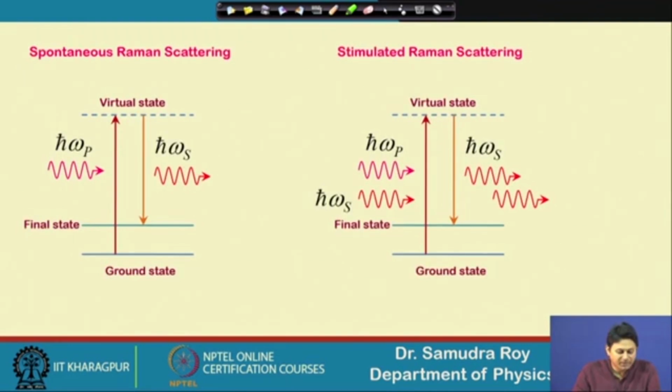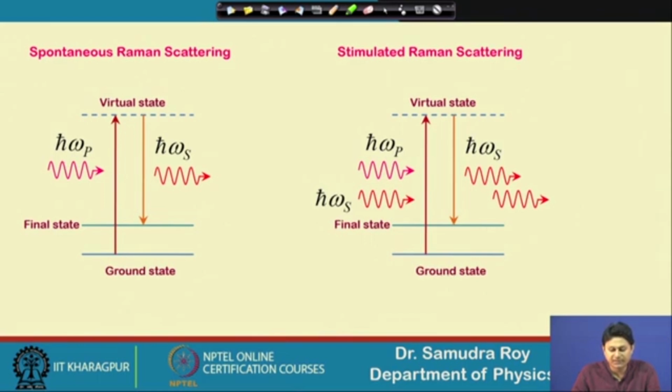In the spontaneous process, the molecule is excited by some external photon having an energy h cross omega p, and then goes to some higher energy state, and as a result we get a photon emitted from the medium having a frequency less than that of the launched frequency. So, this is the Stokes process.